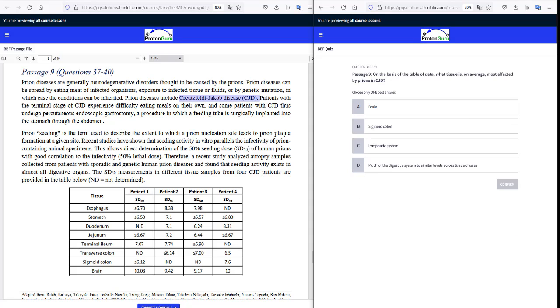The next question is, on the basis of the table of data, what tissue is on average most affected by prions in CJD? This tells us the SD50 measurements in different tissue samples from CJD patients. Now the SD50 level is, if you read a little further up, defined as the 50% seeding dose of human prions with good correlation to the infectivity, or 50% lethal dose. So this is some seeding dose. All right, and we're asked which type of tissue is most affected by prions.